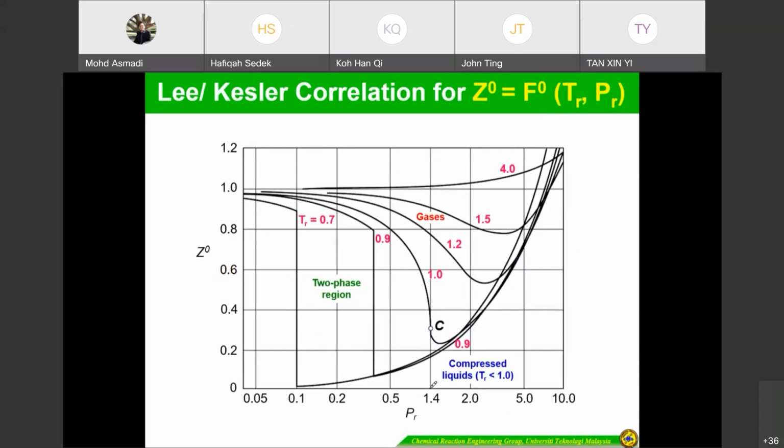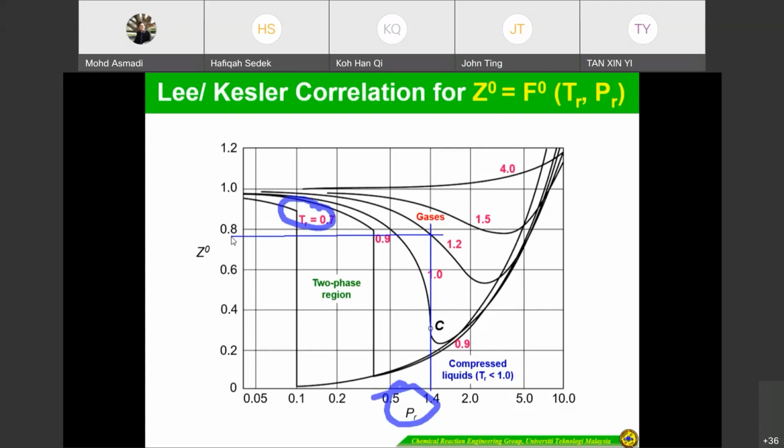But mostly, most of the students, or the easiest way, is just referring to the table E1. If you determine the TR here and also PR, you can read directly from this diagram. For example, if the value of PR is 1.4, and the value is 1.2 for TR, you can approximately determine the value of Z naught. It's just a relationship between TR and PR.